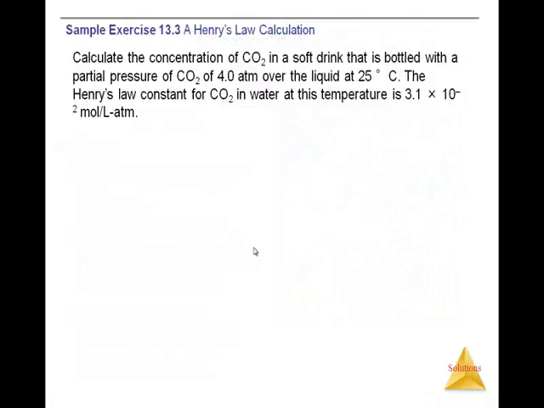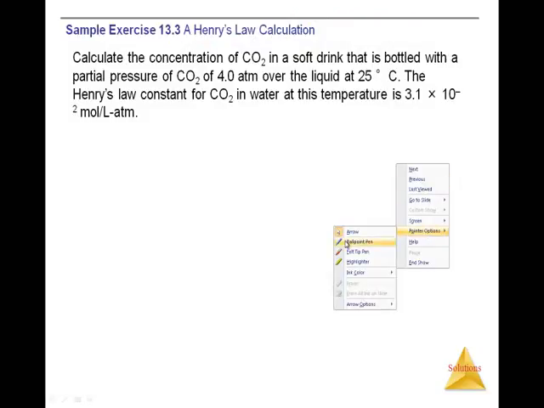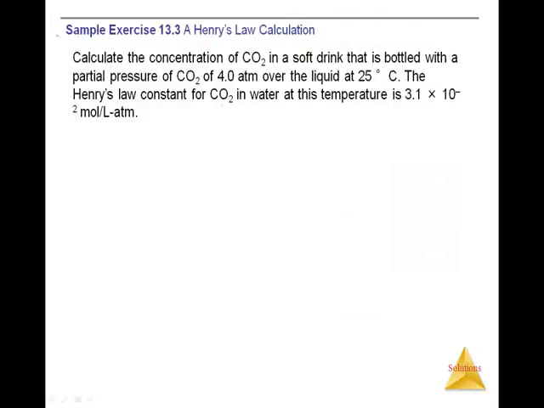Alright, so let's go ahead and try to use this. So we have a concentration of CO2 in a soft drink that we have to calculate. It's bottled with a partial pressure of CO2 at 4 atm above the liquid at 25 degrees C. Henry's law constant in water at this temperature is 3.1 times 10 to the minus 2 moles per liter atmosphere.